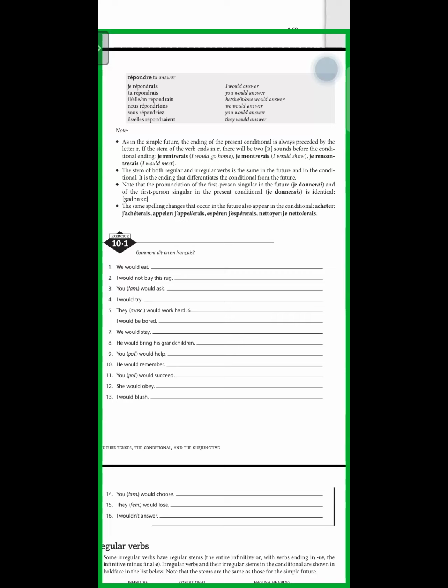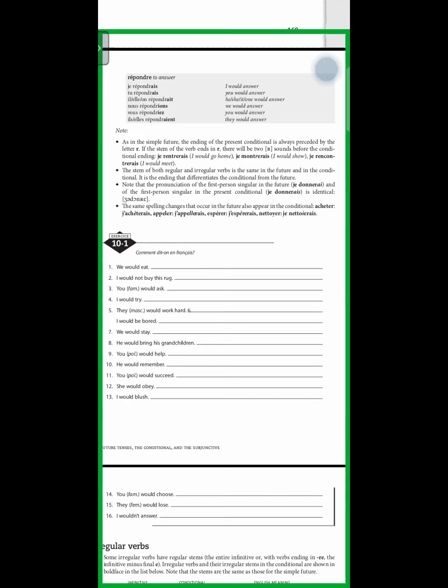Rug is tapis. You would ask. How do you say you would ask? That's familiar, so it's the tu form of demander. Tu demanderais.